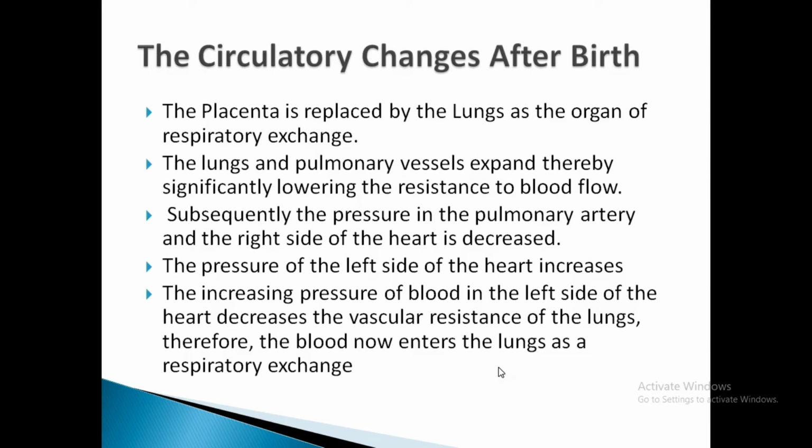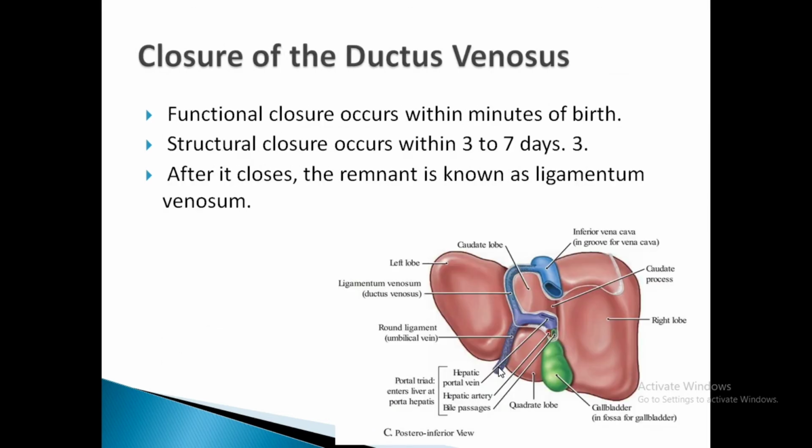After birth, the three shunts would automatically close down. First of all, closure of the ductus venosus. Functional closure occurs within minutes of birth.